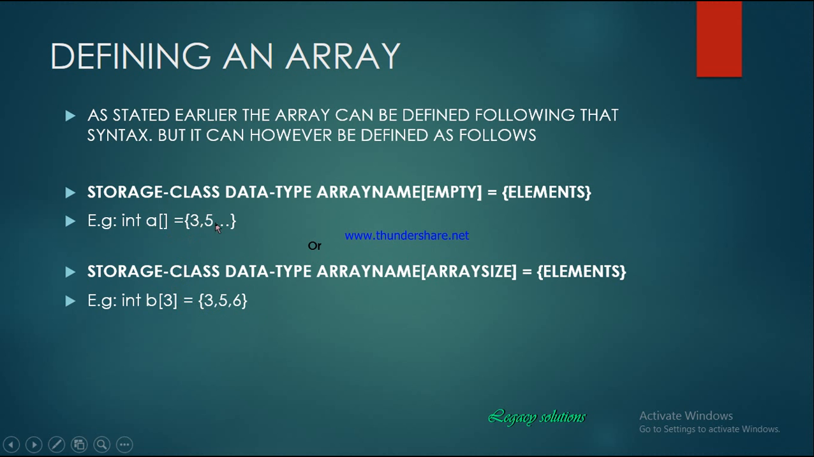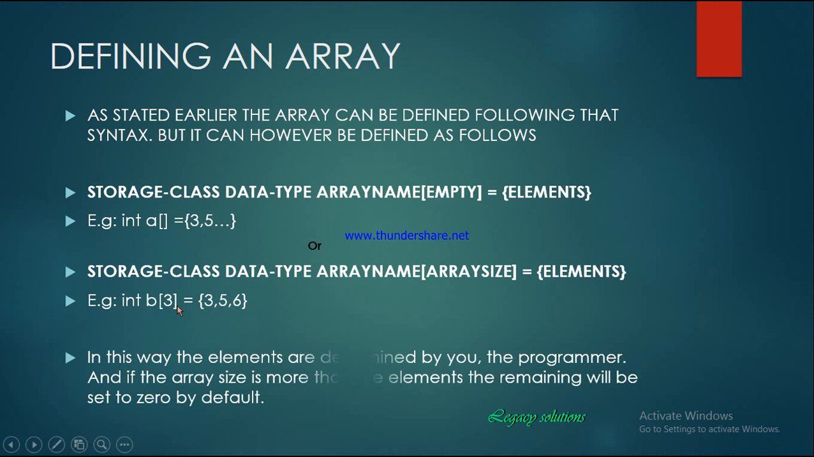That means you can specify up to tens or hundreds of array elements. Doesn't matter, it's empty, so you can accommodate a large number. Now here, the array name is B, with 3 elements. If you don't specify all 3 elements here, the last one will be assigned by default to 0. So you have 3, 5, and 0 if this 6 was not here.